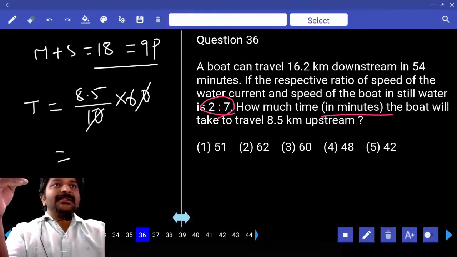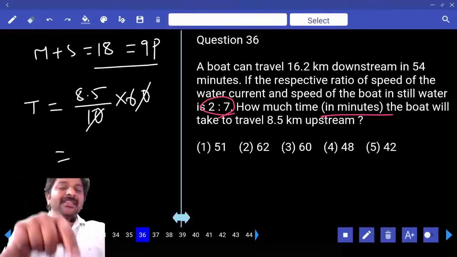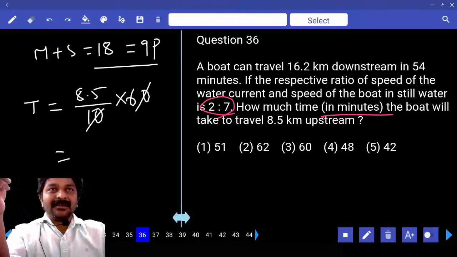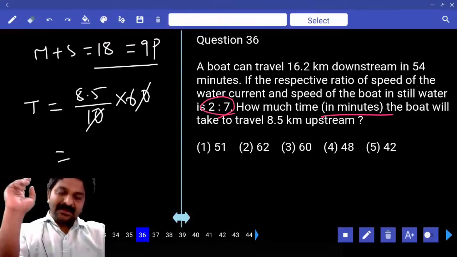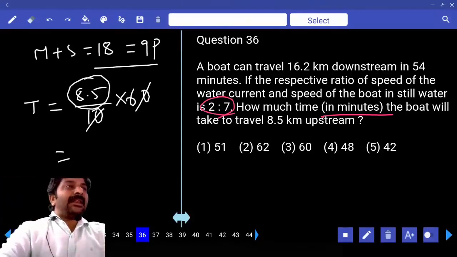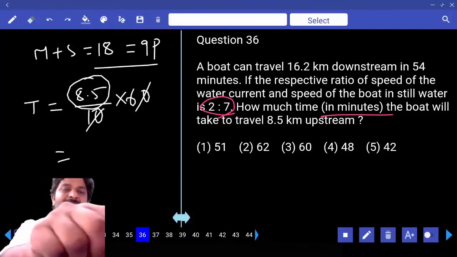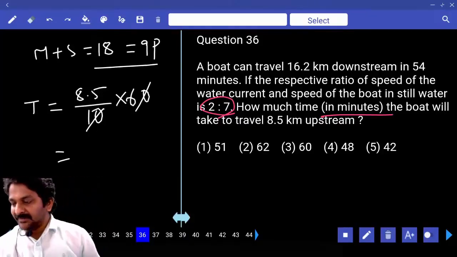Double how many times? Triple in the sense? Right, follow that. 8.5 double is 17, triple is 51. Final answer 51.